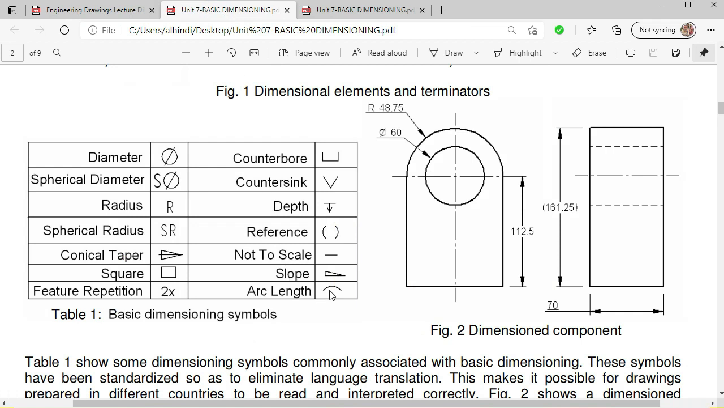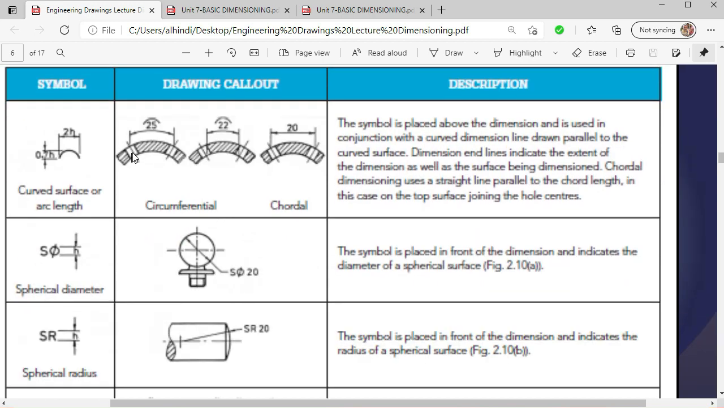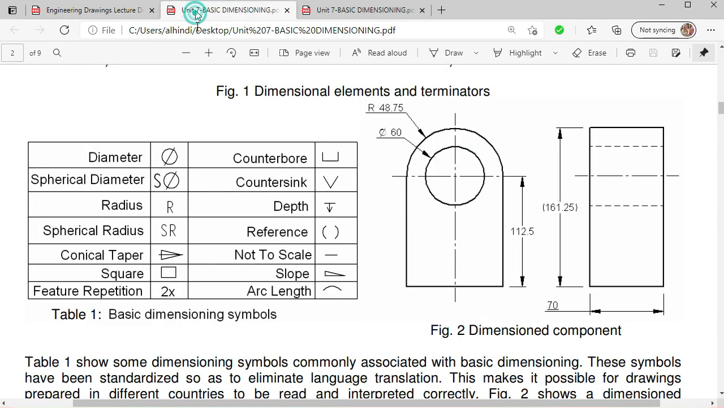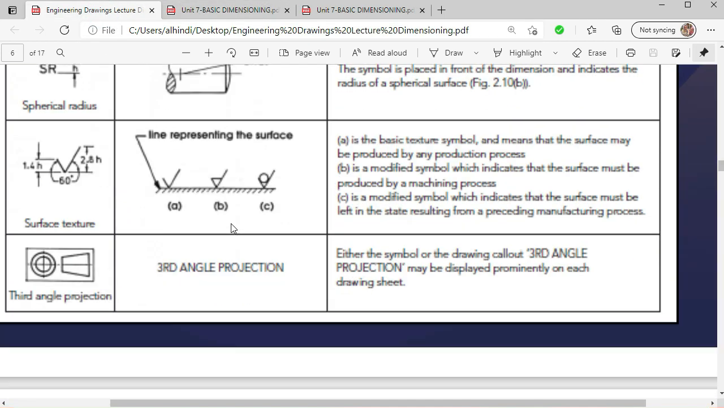The next one is arc length. This is an arc, and we are not measuring the straight distance between these two. We are basically measuring the length of this arc, which is also portrayed here. So we use a sign like this, as you can see here. So this is the arc length, and there are certain other things remaining. And this is the angle projection, which I have already told you. Third angle projection or first angle projection, equally it would be shown here.